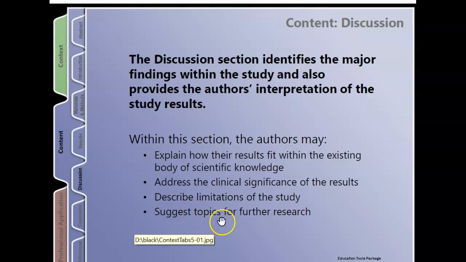They may also suggest topics for further research. So as they were doing their research, maybe more questions came to their mind, and they'll say that next time around we should look at this topic, or next time around we should look at another topic. So other topics may be suggested for research for next time.